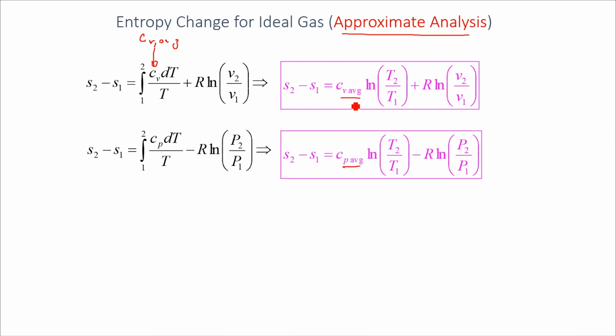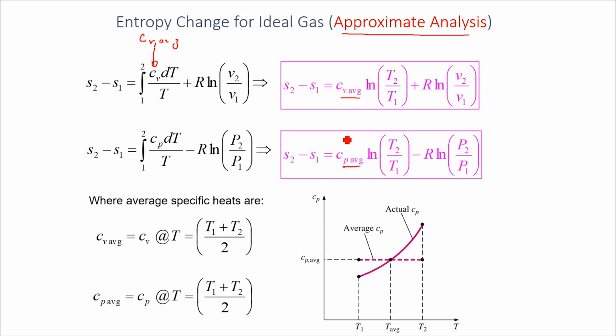Now, how do you get the average value of Cv and Cp? This is how you get it. You will take the temperature T1 and the temperature T2, and take the average of the two temperatures. At the average temperature, you will find the value of Cp and Cv from the ideal gas tables, for example table A17 for air as an ideal gas. So Cv average is essentially the Cv value at the average temperature, which is the average of T1 and T2. I hope it is clear.